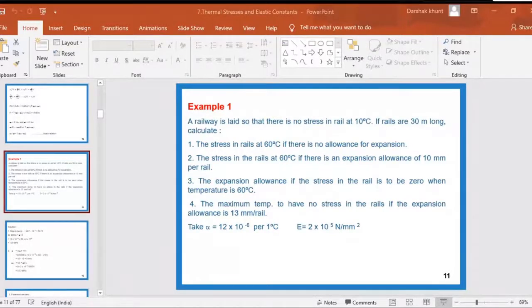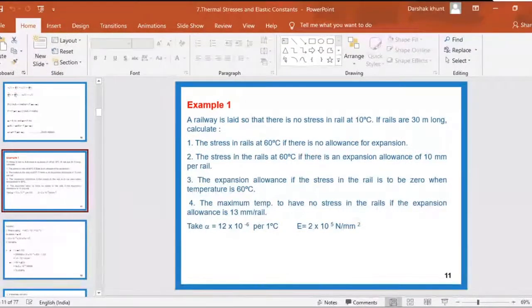Here the thermal expansion coefficient is given to you, that is 12 into 10 raised to minus 6 per degree Celsius. That means if there is 1 degree change in temperature, then there is a 12 into 10 raised to minus 6 unit change in the length of the element. And E is 2 into 10 raised to 5 Newton per mm square, that is, Young's modulus is given. Okay. So let's see how to find the different stresses.